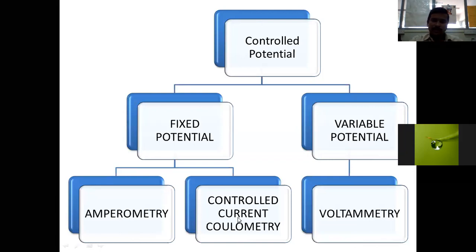Even current can be controlled for a particular interval of time, and the species is converted into a different form. After the interval is over, we record whether the reaction is completed or not by using different techniques such as potentiometry, chemical indicators, or some other devices. We will come to know whether the chemical reaction is over or not. You will see when we come to that particular technique.